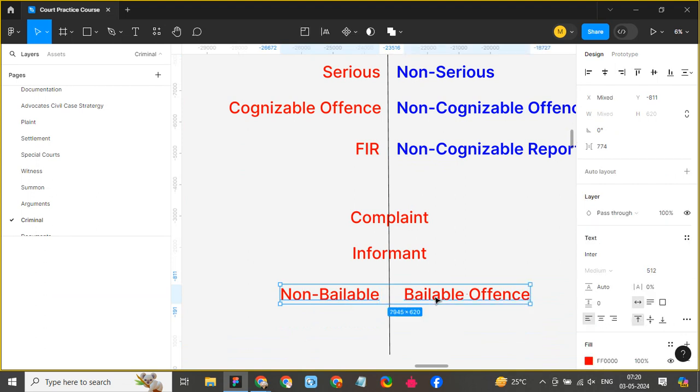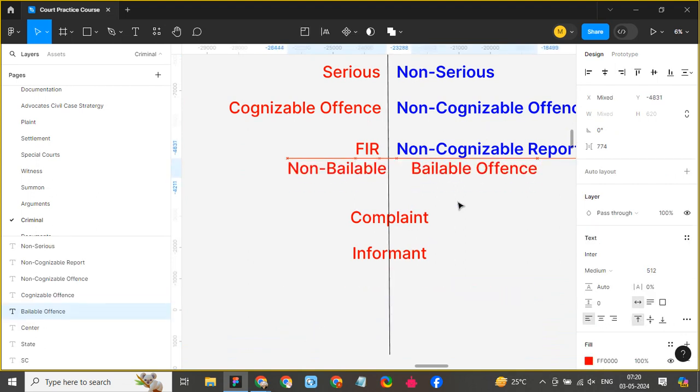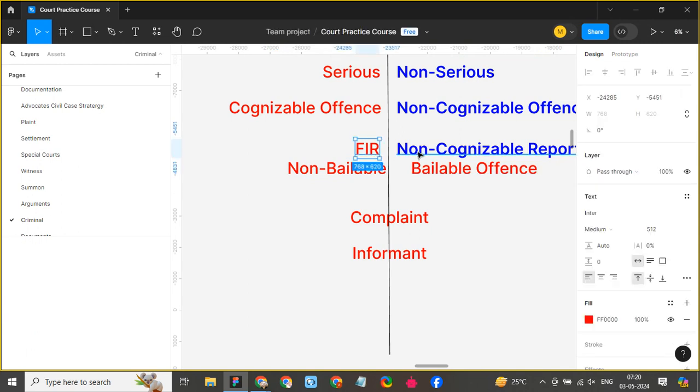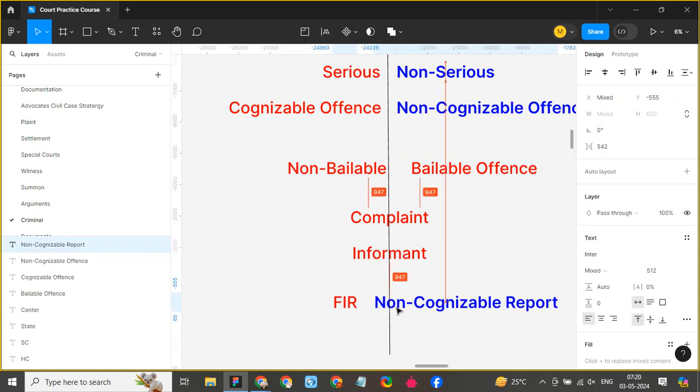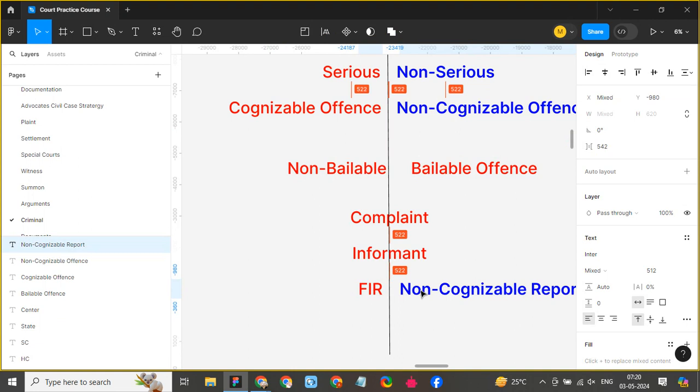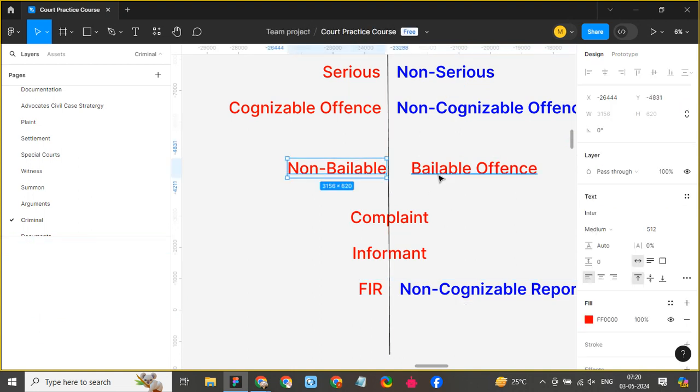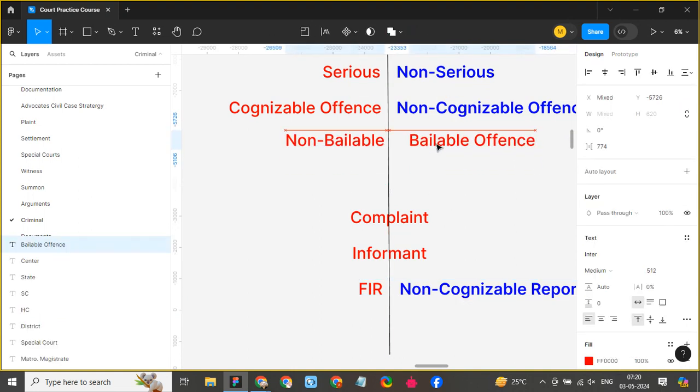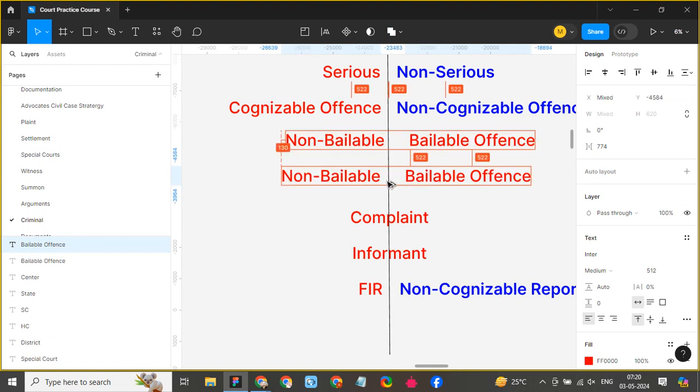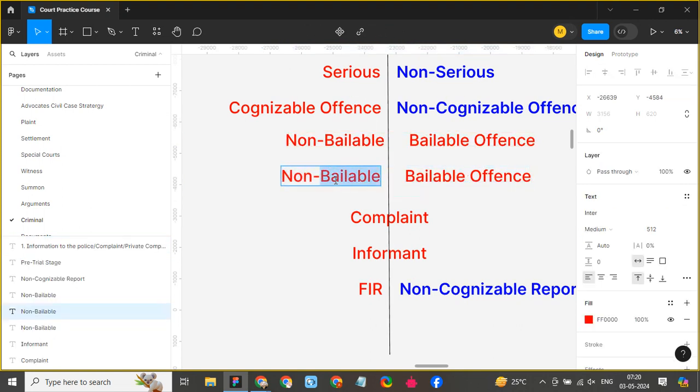Then for the next part we also have to learn whether that particular case is bailable or non-bailable, and the last and fourth part is regarding whether that particular case is compoundable or non-compoundable.